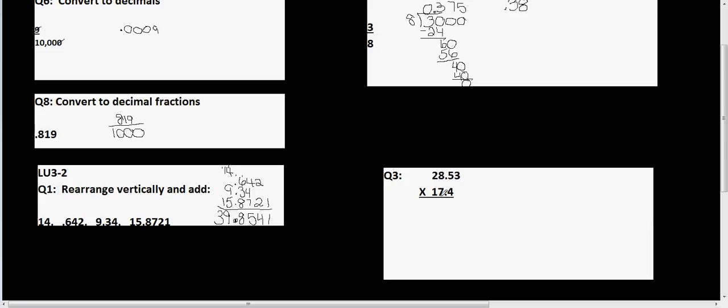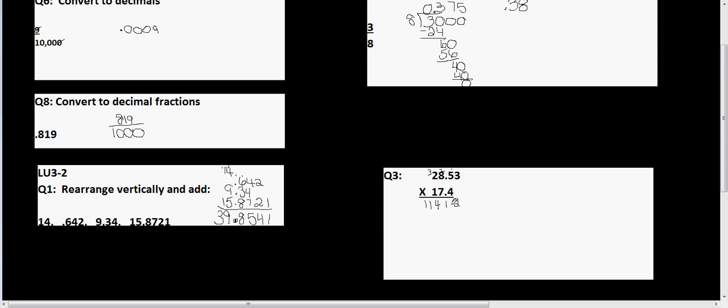What you're going to end up with in the end, let's go through it. 4 times 3 is 12. Carry your 1. 4 times 5 is 20, plus 1 is 21. Carry your 2. 4 times 8 is 32, and 2 is 34. 4, carry the 3. 4 times 2 is 8. 8 plus 3 is 11. Now don't worry about those decimal spots right now.